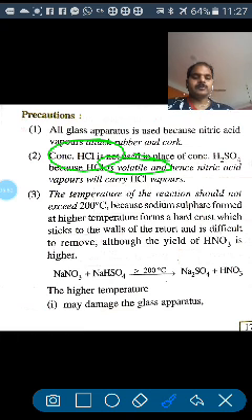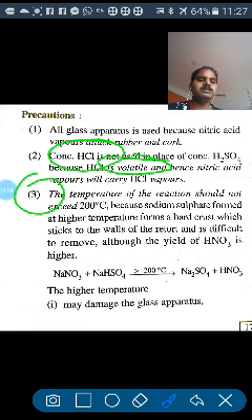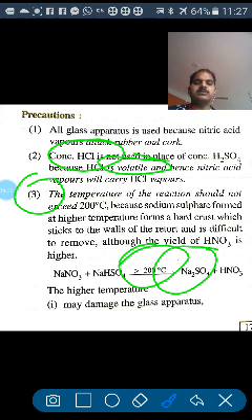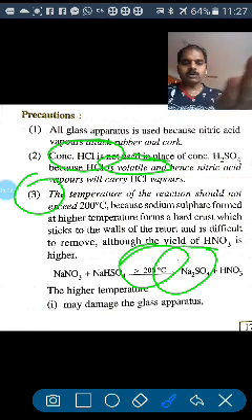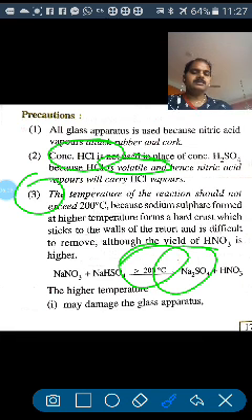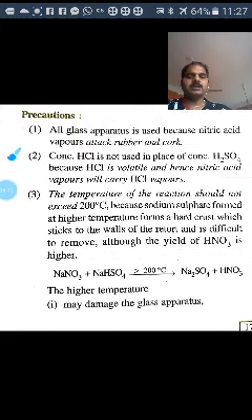The temperature must not exceed 200 degrees Celsius. If it exceeds 200 degrees Celsius, then we will have sodium sulfate and it will stick to the lower level of the round bottom flask. And higher temperature may also damage the glass apparatus.